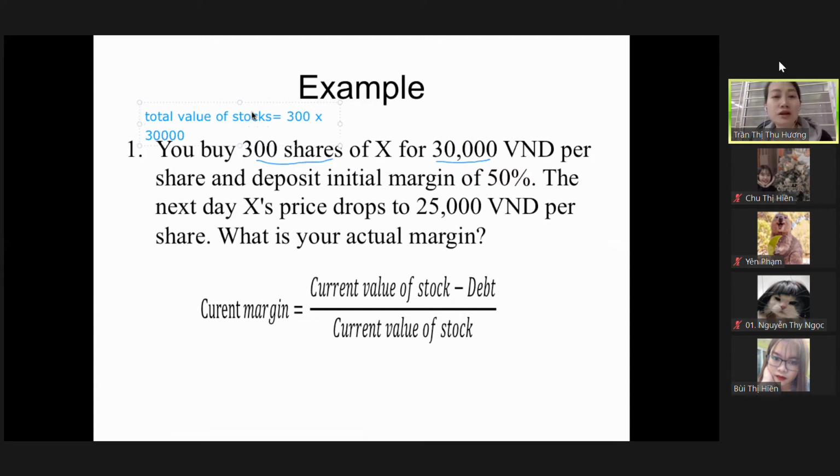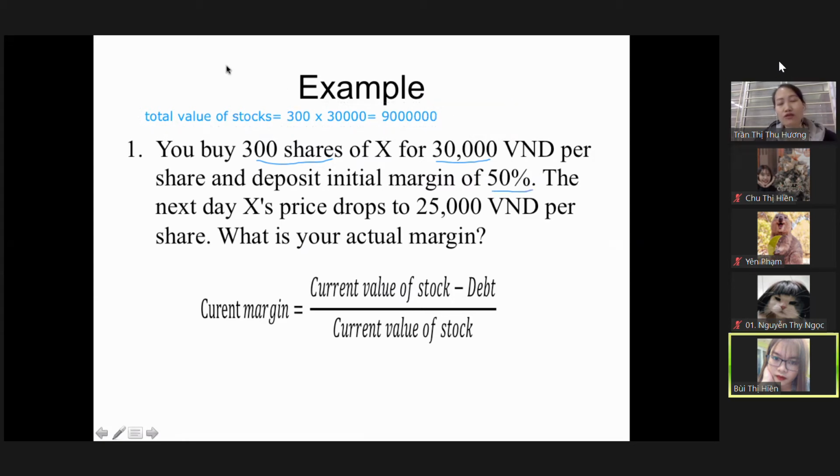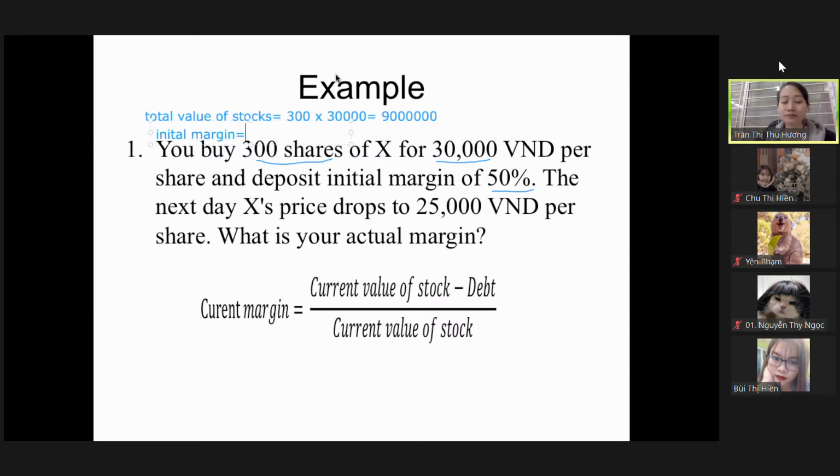Now, the initial margin, the deposit initial margin, is 50%. So how much money should you have? What is your initial margin? Initial margin will be 4 million 500. Okay, and how about your debt? What is your debt? 4,500,000. So that is your debt.